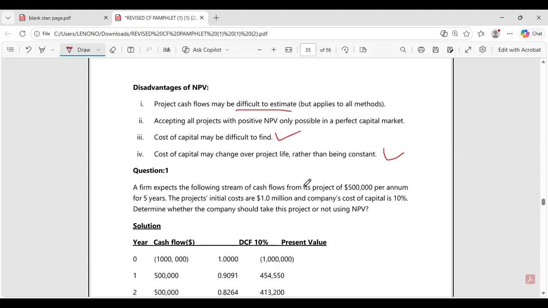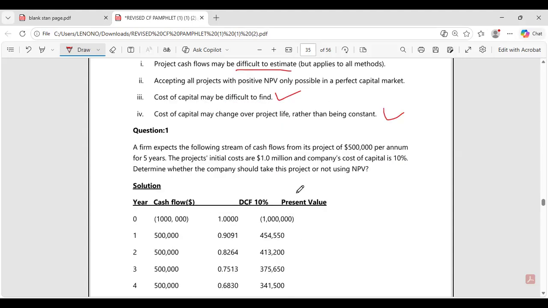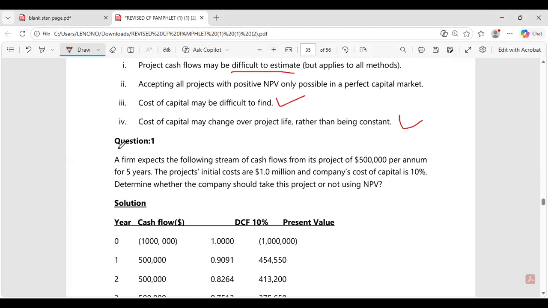All right. So let us look at this example here. You can read this question for us. What is important for us is to understand the concept. This question 1 says what? Can you read for us, what does the question say? What's the question? Madam Melissa? Question 1. Yes.